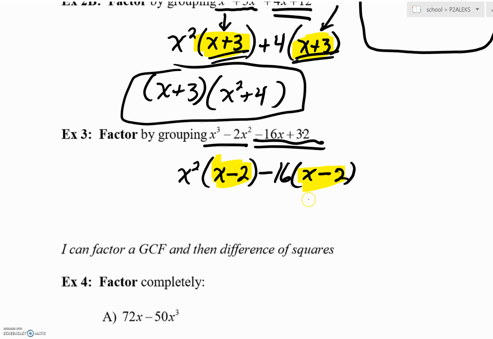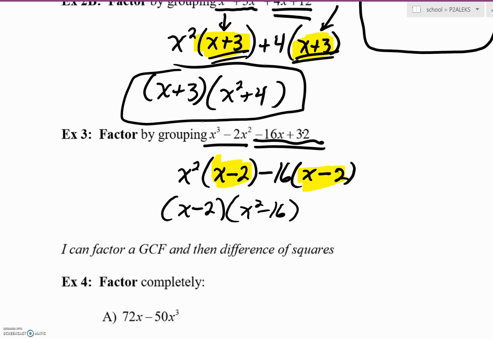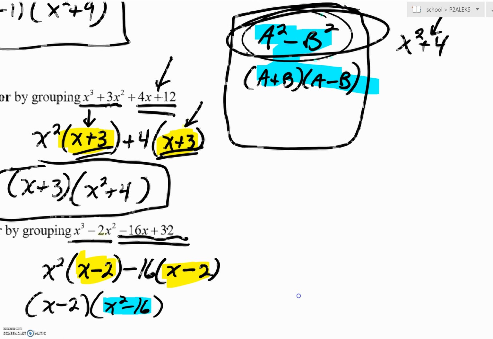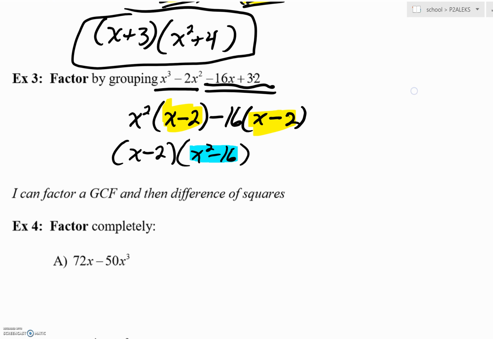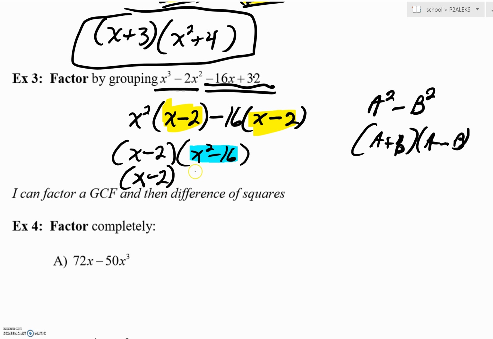Always. So what can I pull out in front of everything? Well, x minus 2, and what's left? X squared minus 16. Now, for the first time today, you're going to see that you've got two terms, and they are being subtracted, and they're both perfect squares. This is what we were talking about with the a squared minus b squared. You see that? That's your difference of squares factoring. It's going to start showing up now in every problem. So in the beginning of the lesson, it really didn't show up too much. Now it does. You can keep breaking this down.